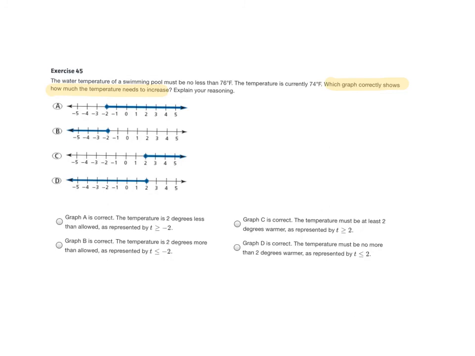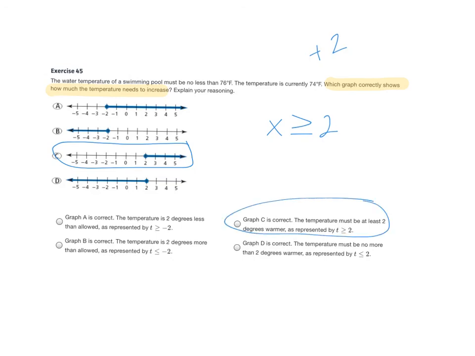From 74 to 76, that means that the temperature is going to have to increase by 2, right? At the minimum. It could increase by more, but we know that x has to be greater than or equal to 2. So which graph is x is greater than or equal to 2? It is letter C, which would mean it would be that option.